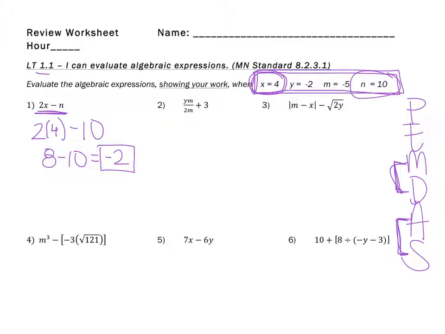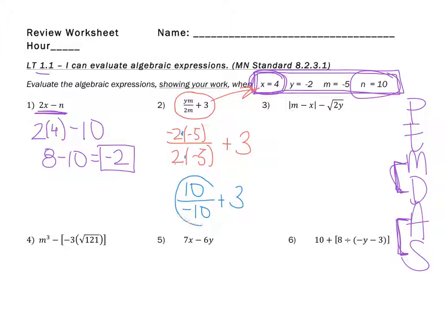All right, moving on. Number 2, same type of problem. Let's substitute in wherever we see a letter the corresponding number. So it's going to be negative 2 times negative 5 on top in the numerator. And the denominator will be 2 times m, which is a negative 5, and then plus 3. So with order of operations, let's do the multiplication parts first. Negative 2 times negative 5 is a positive 10 over 2 times negative 5 is a negative 10, and then plus 3.